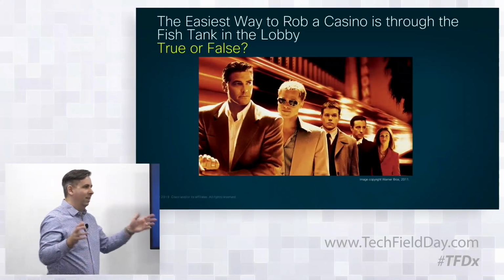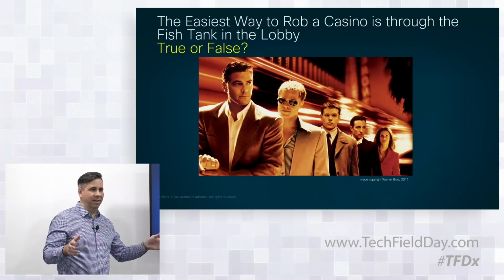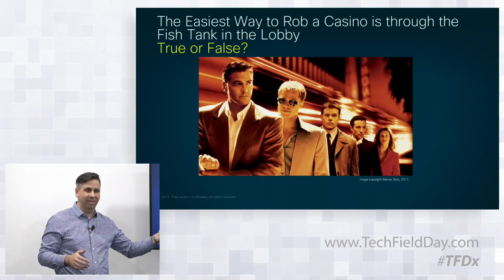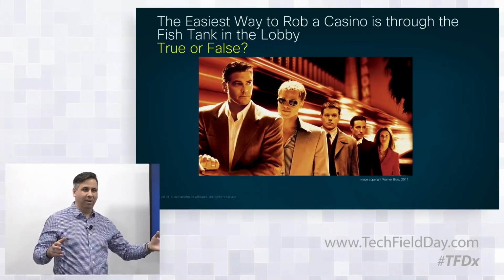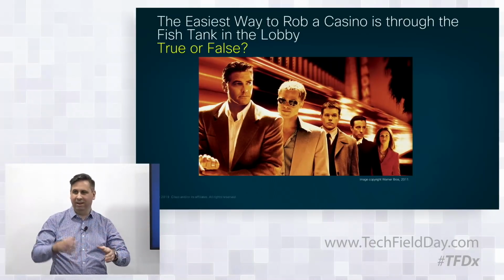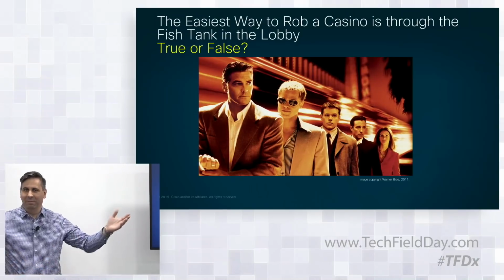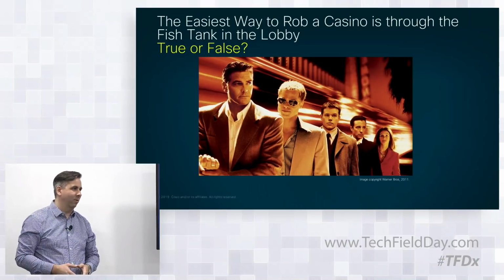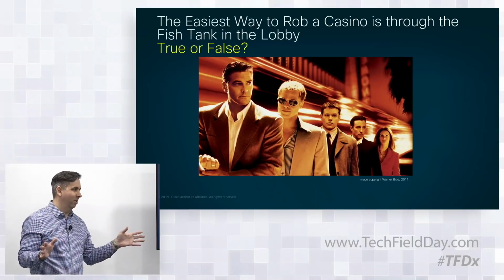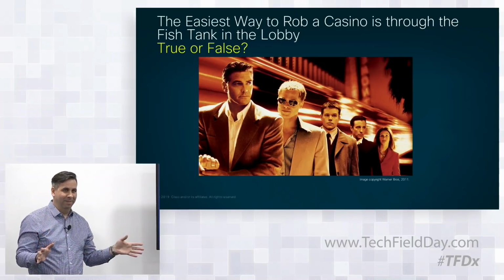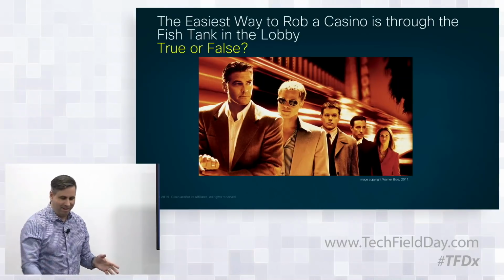We all know that the easiest way to rob a casino is to get 10 of your friends together with an elaborate con full of misdirection and double fakes and a little action, a little romance, and then boom, you've got it all. You walk away with hundreds of millions of dollars, right? So we all know this to be true. But actually, there is an easier way to rob a casino.